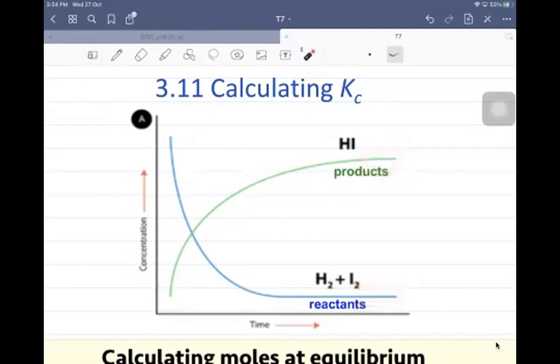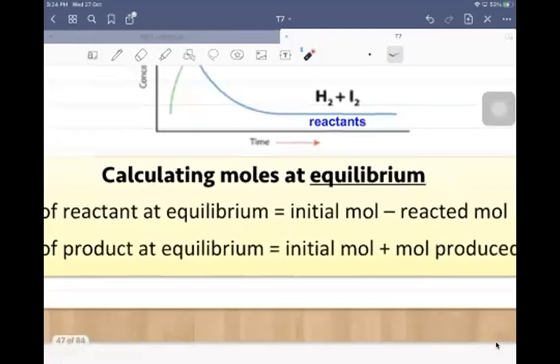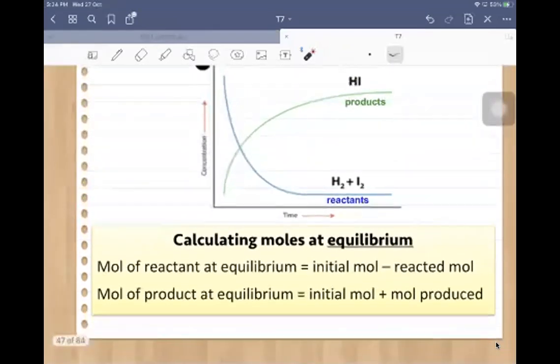What if you're not given it graphically? You're given in terms of just wordings where it says initially the concentration for the reactant is 1 mole per dm cube. Okay, and then at equilibrium, this is how much is left. Okay, so there is a simple formula that you can use. It's different from the graphical method.